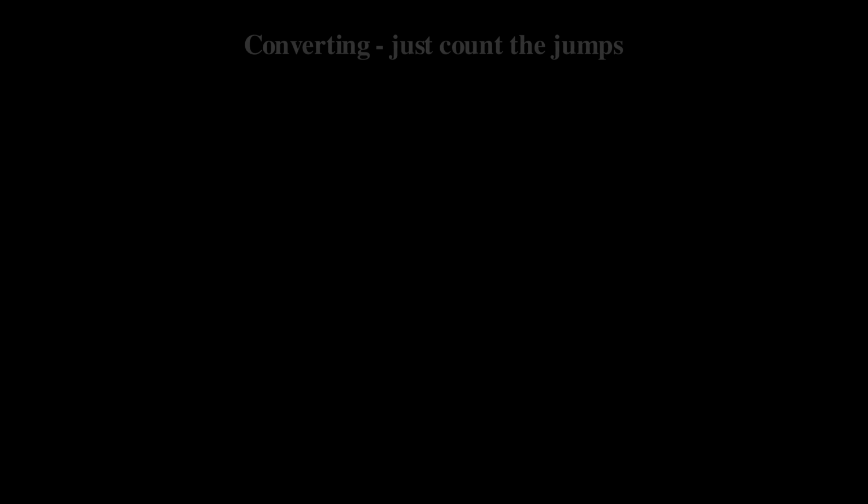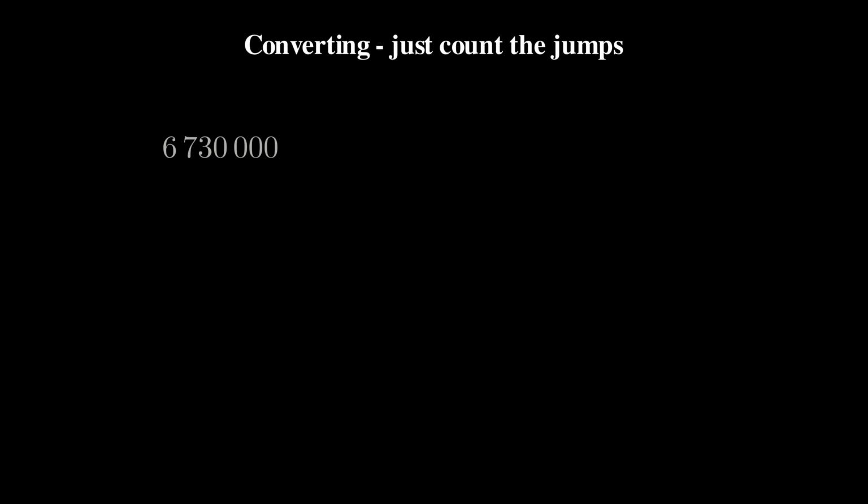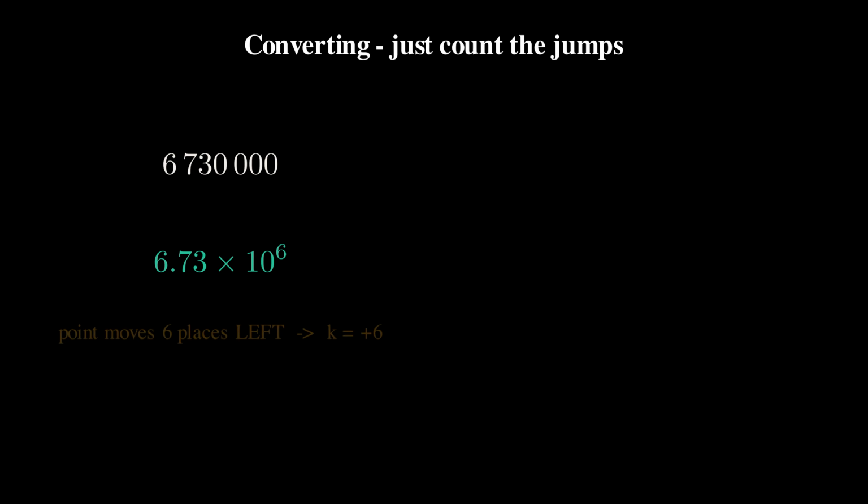Converting is nothing more than counting how far the decimal point moves. Take 6,730,000. To make a sit between 1 and 10, we put the point after the 6, giving 6.73. The point jumped 6 places to the left, so k is plus 6.